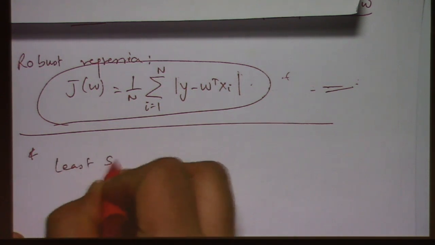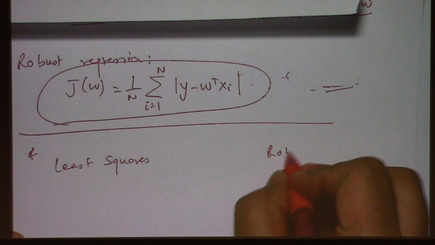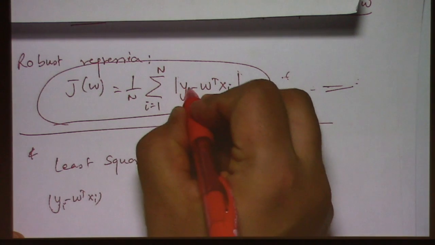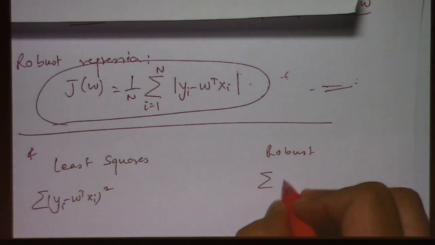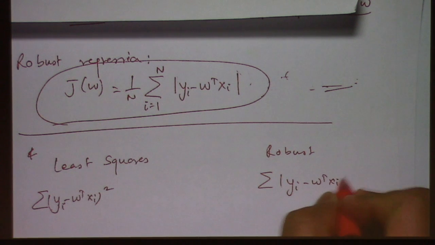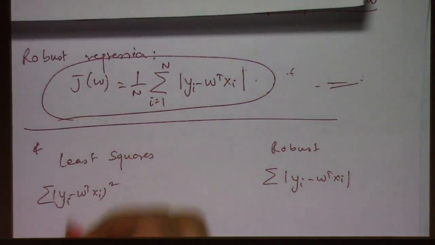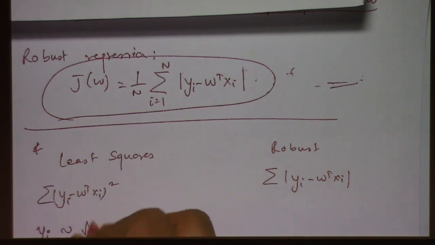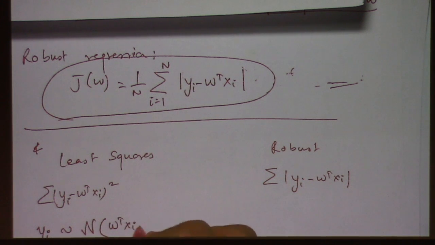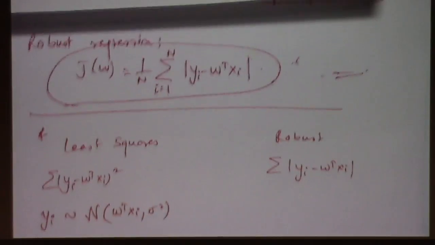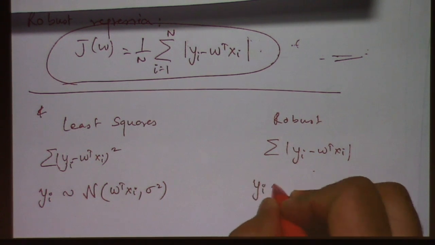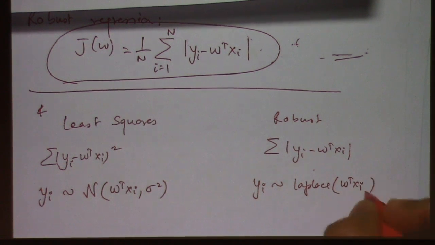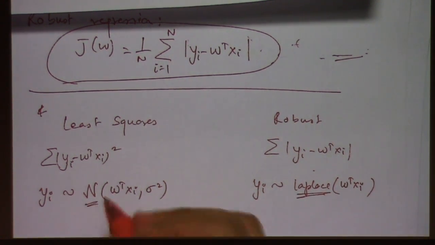So least squares and robust. Here you have the summation of y minus W transpose xi, squared. Here you have yi minus W transpose xi, modulus. If you're looking at a probabilistic interpretation, you say that yi is a normal distribution centered at W transpose xi with sigma squared. In the case of robust regression, you say yi is actually Laplace of W transpose xi. So you use a different distribution instead of normal.